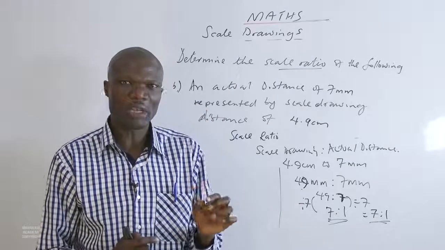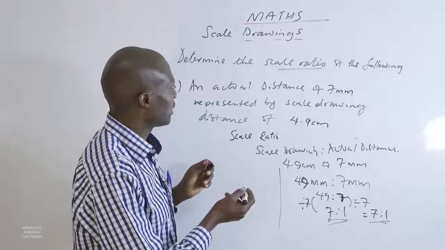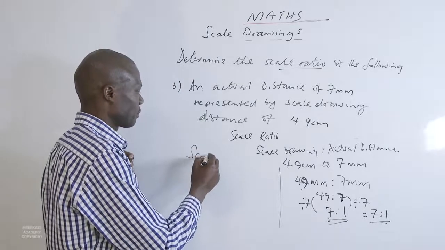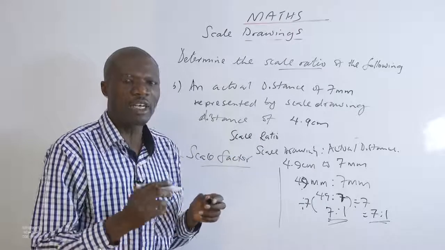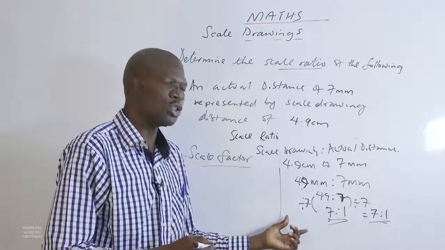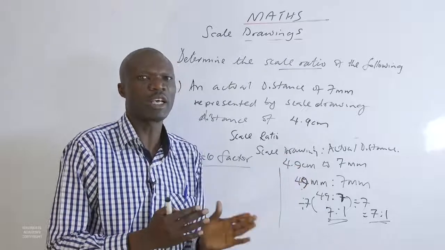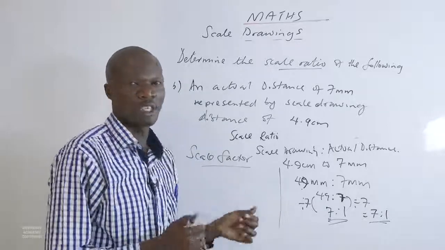What is very important, you must be able to determine what we are calling the scale factor. A scale factor is only known when you have the scale ratio reduced so that one side is 1. Then it is easier for us to identify the scale factor.